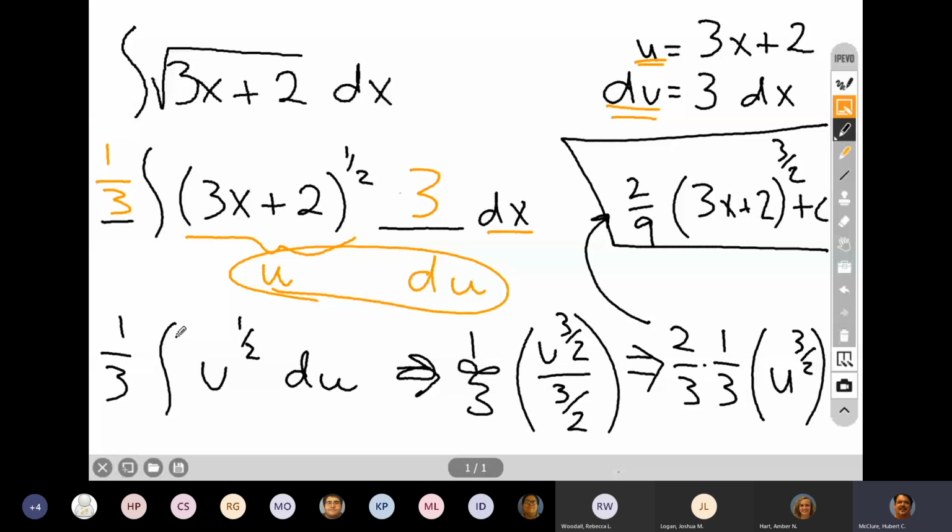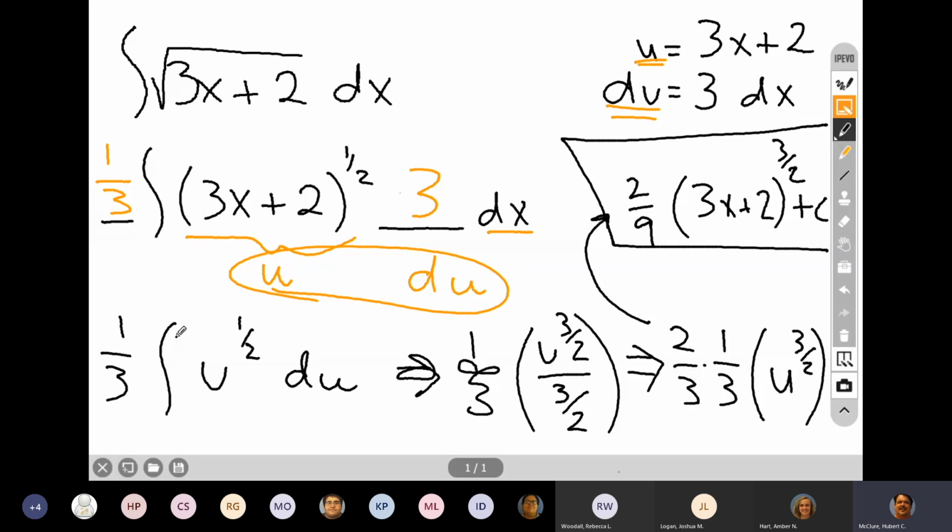So I'll tell you where the biggest question comes into play. The biggest question is, you see the red 3 and the red 1/3? When I come down, students always go, well, what happened to the 3? Okay, so what happened to the 3? The 3 is part of du.